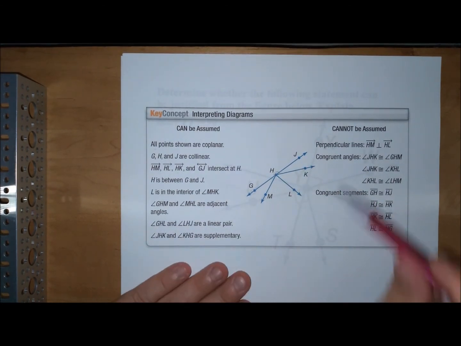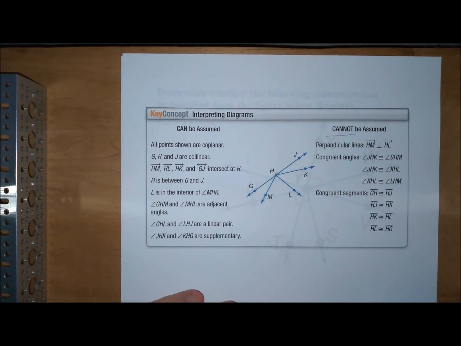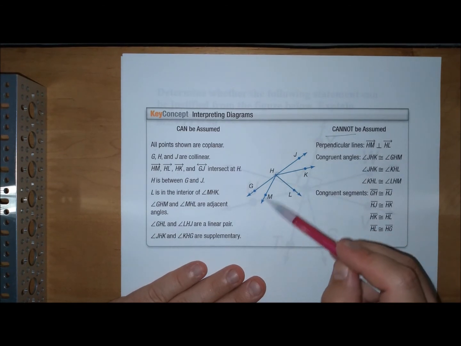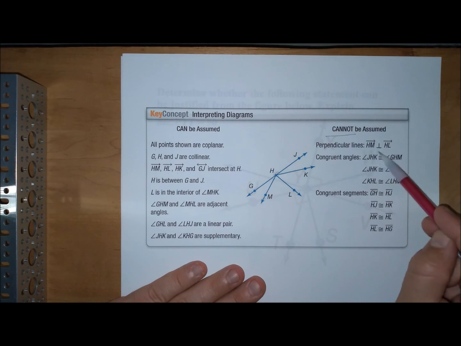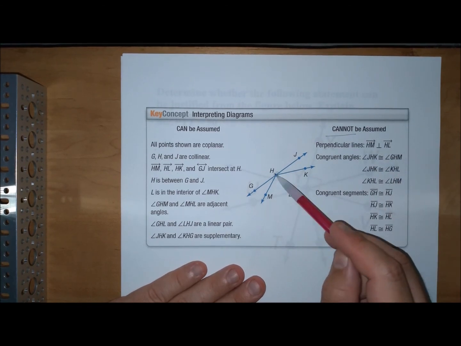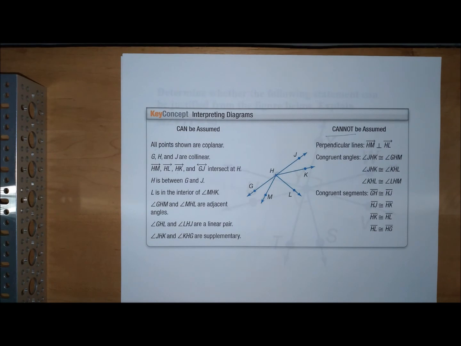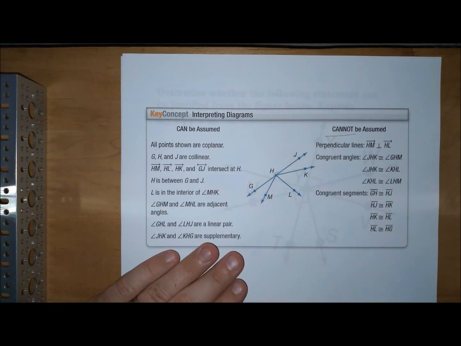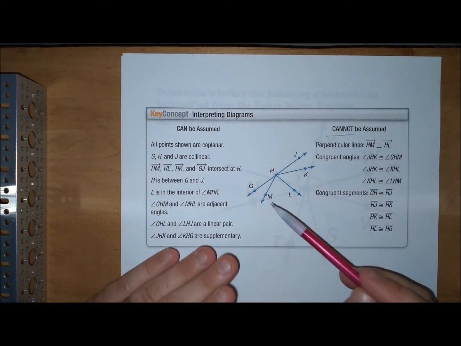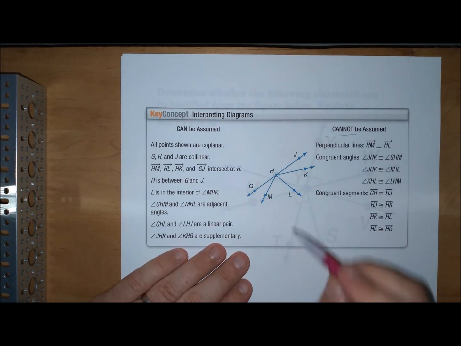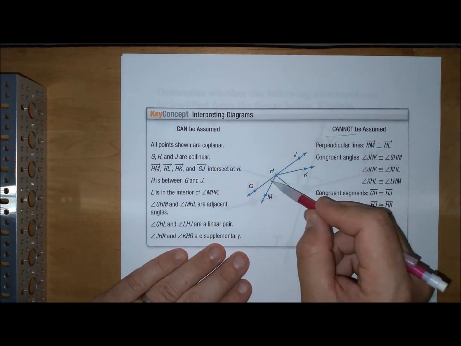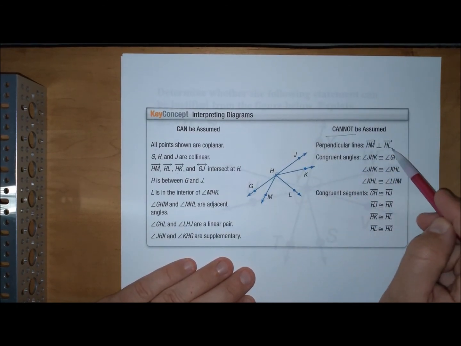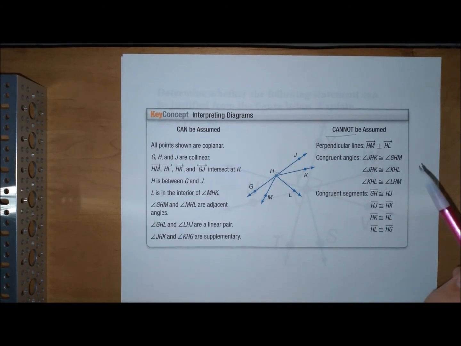Okay, what can we not assume from this diagram? We cannot assume that HM and HL are perpendicular. We can't assume that ray HM is perpendicular to ray HL. Maybe it's close. Maybe you're even tempted to put your protractor on it. Don't bother. Even if you can measure it and you see that it's 90, you can't assume it unless we are specifically told. How would we be told? We'd be given a mark, like it's 90 degrees, or we'd be given the words. We would have this given in a problem. If none of that is given, you can't assume it.